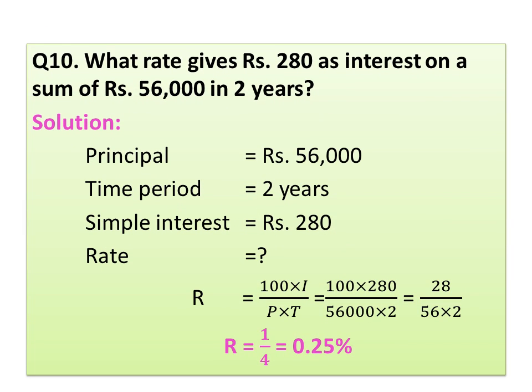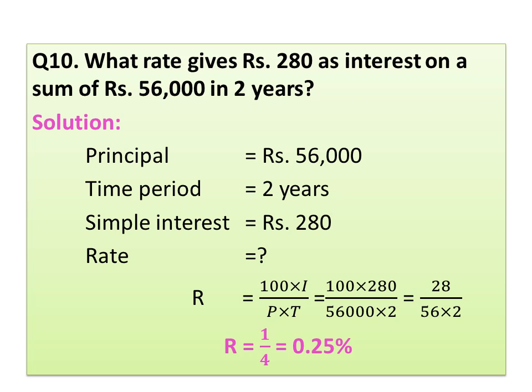Okay children, now let us do question number 10. What rate gives rupees 280 as interest on a sum of rupees 56,000 in 2 years? Listen children, here we have to find out the rate of interest R. Here interest is given and principal also given. One more thing is also given, that is a time period. So we have to find out rate R.